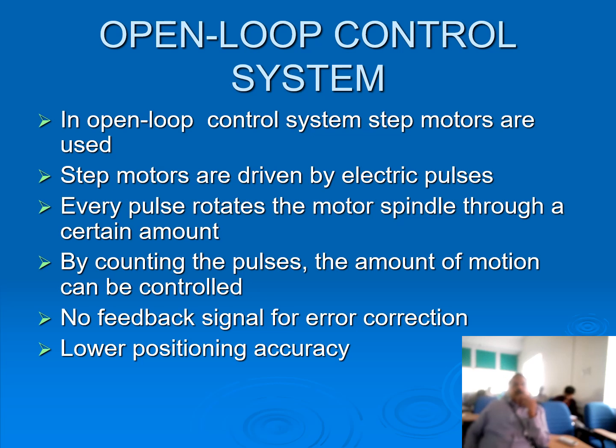The last 2 points: no feedback signal. So if at all there is an error, if you want to correct it, you have to have a feedback system. But here, since it is an open loop control system, there is no feedback. Therefore, there is lower positioning accuracy also.